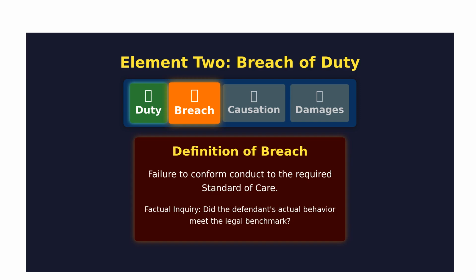In essence, this is where we compare what the defendant did against what the law required them to do. If the defendant acted reasonably, there is no breach, even if harm occurred. If they failed to meet that required standard, the second element is met, and we move closer to establishing liability. Next, we must define precisely what that required standard of care actually is.